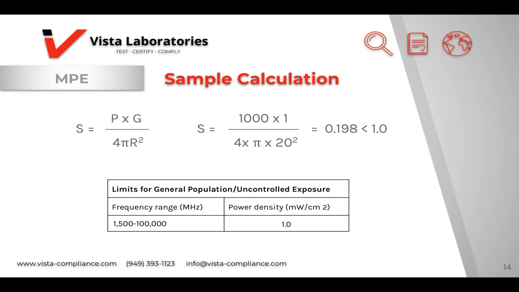Here it's clearly passing. So this is for the 20 centimeter separation distance. As we know, for anything closer than 20 centimeters, we would need to do a specific absorption rate evaluation.